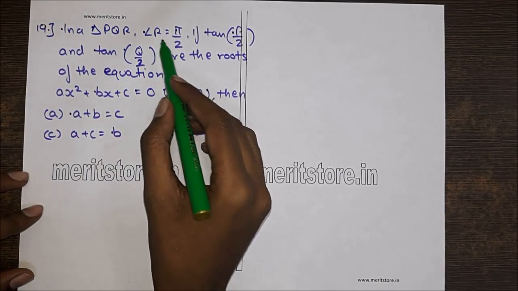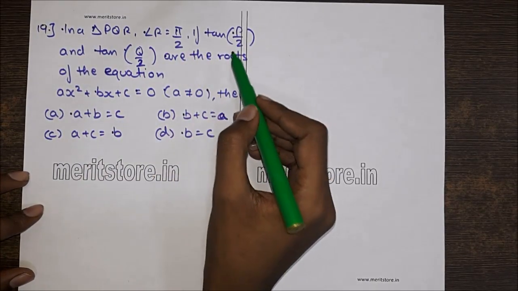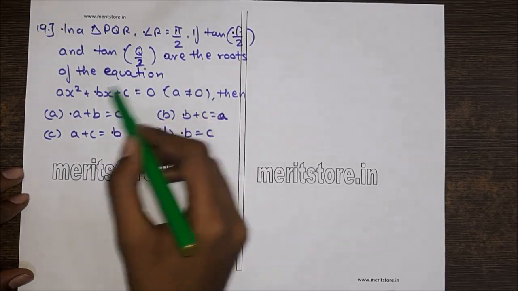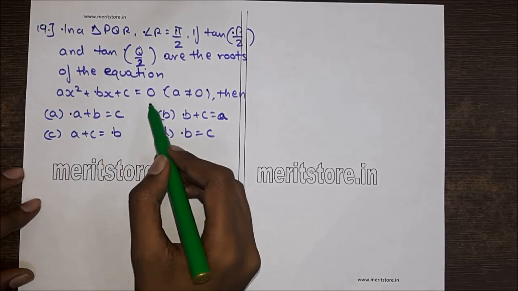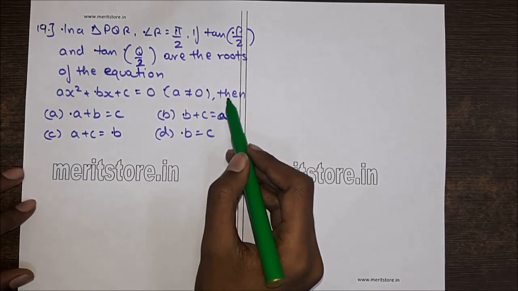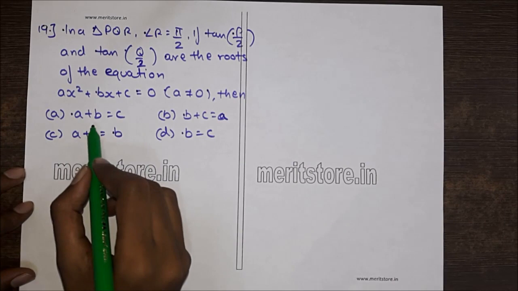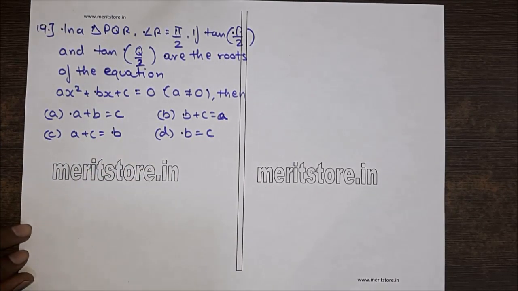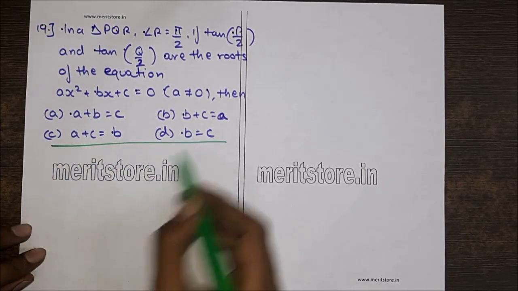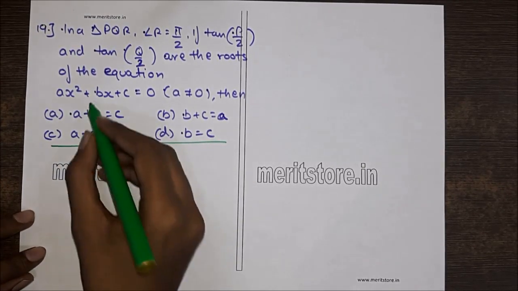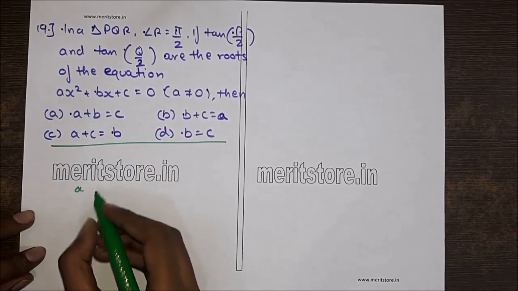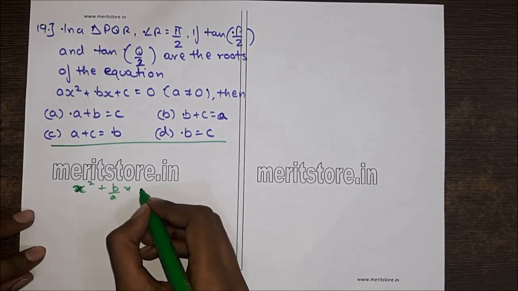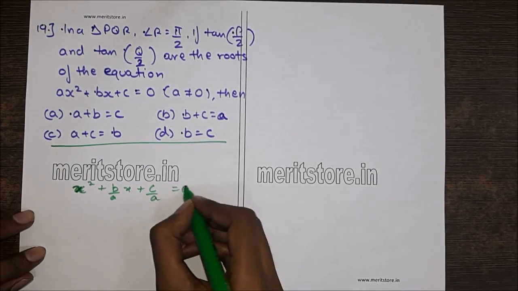In triangle PQR, angle R is pi by 2. If tan of P by 2 and tan of Q by 2 are roots of the equation ax square plus bx plus c equals 0, where a is not equal to 0, then a plus b equals c, b plus c equals a, a plus c equals b, or b equals c. So now we divide throughout by a. In this equation we get x square plus b by a x plus c by a, this is equal to 0.